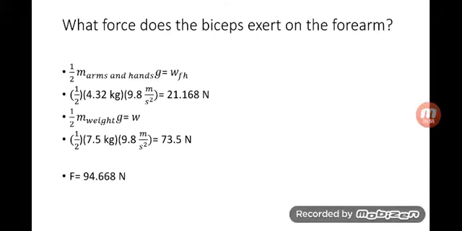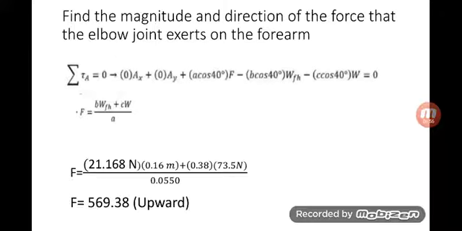Moving on from that, let's move on to the magnitude and direction of the force that the elbow joint exerts on the forearm. So this, the magnitude and direction of force, is just the summation of torque. There's no force acting over x, there's no force acting over y, but there is a 40-degree force acting on A, B, and C, which should equate to 0.